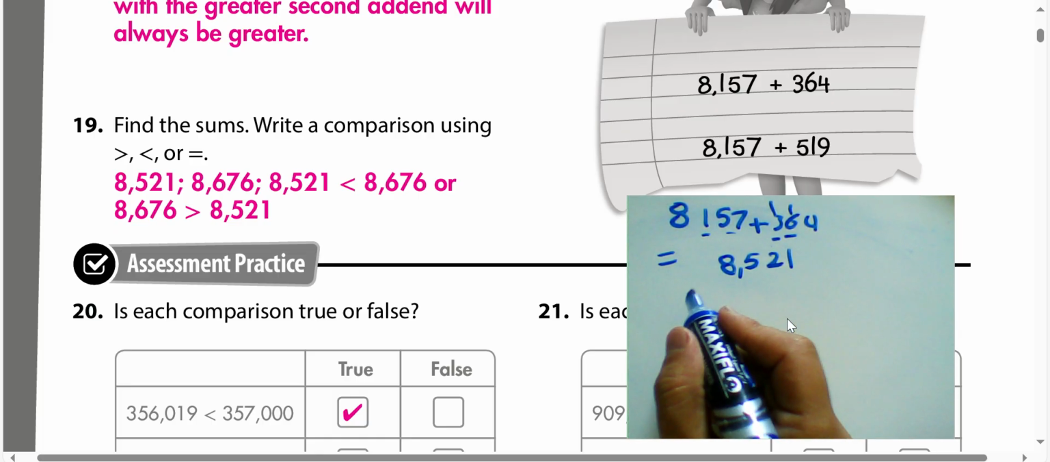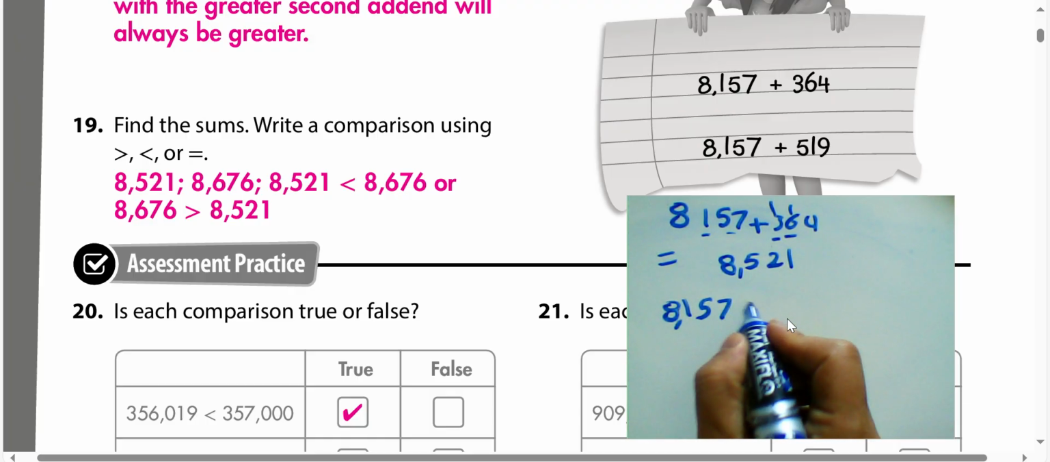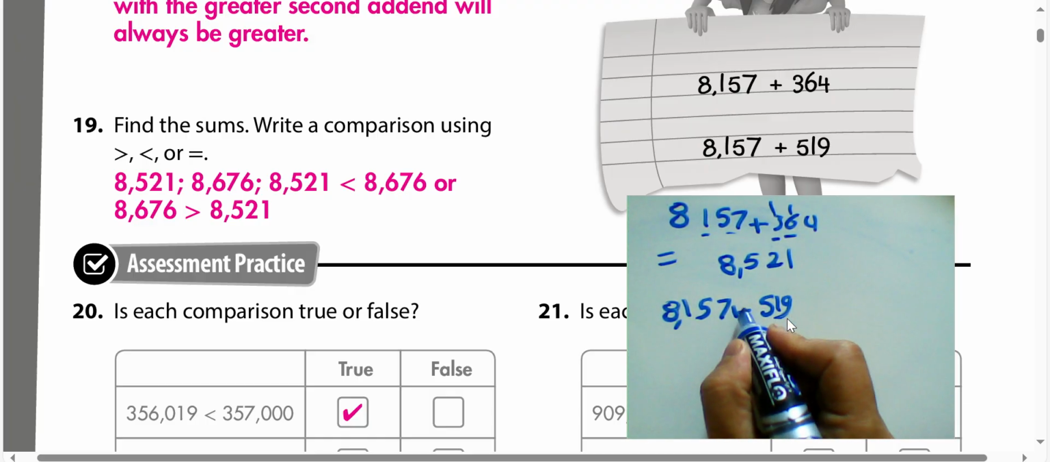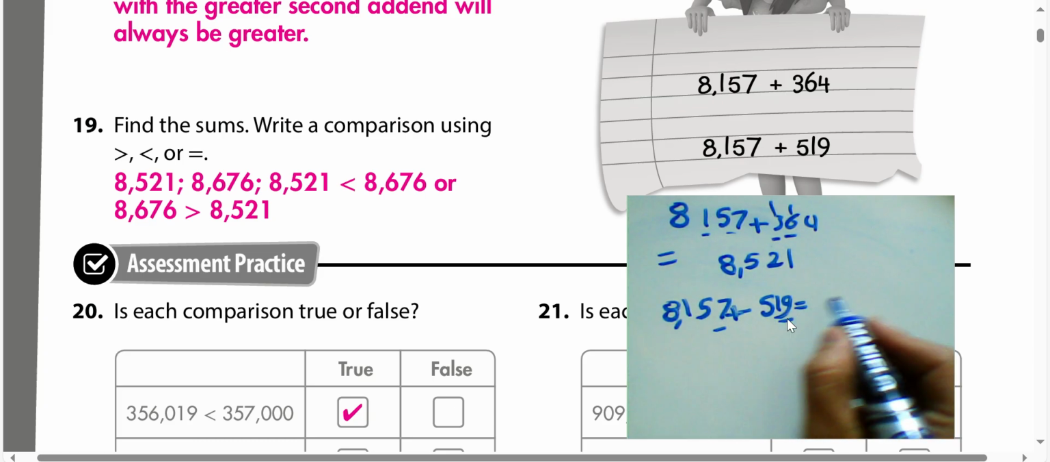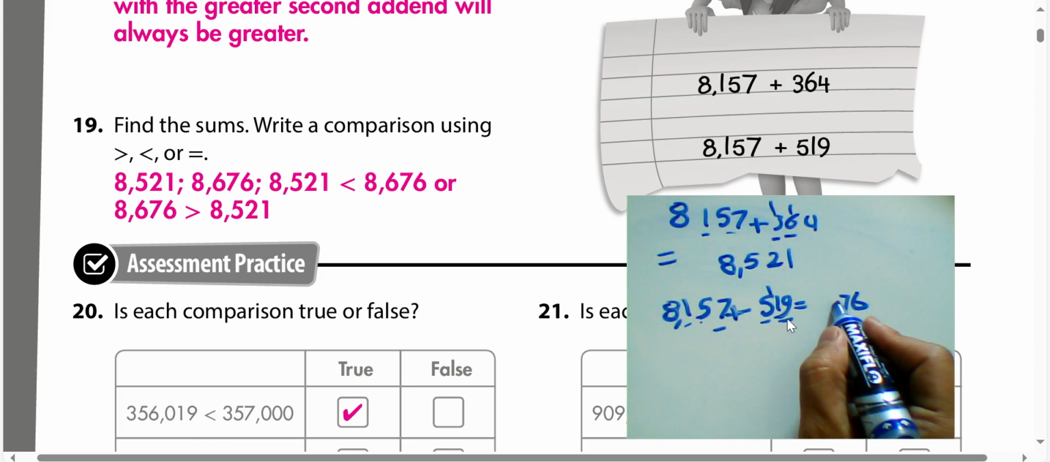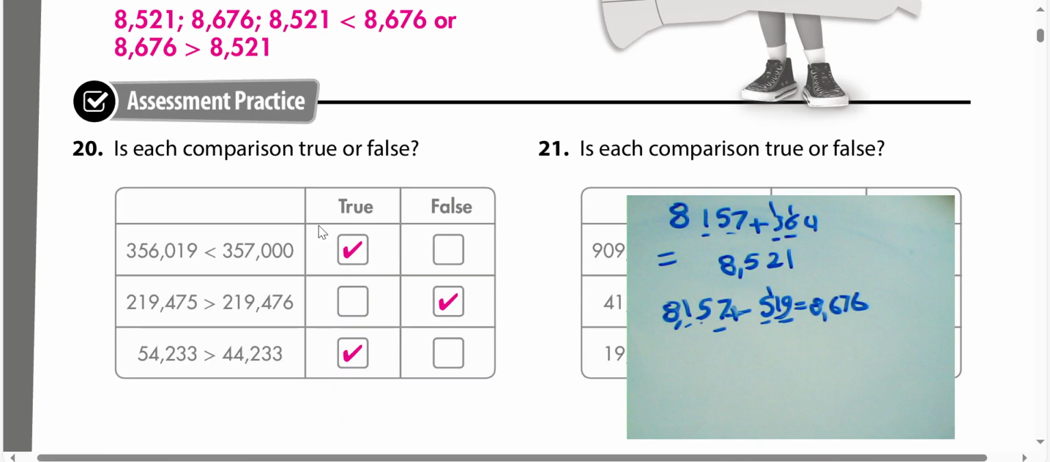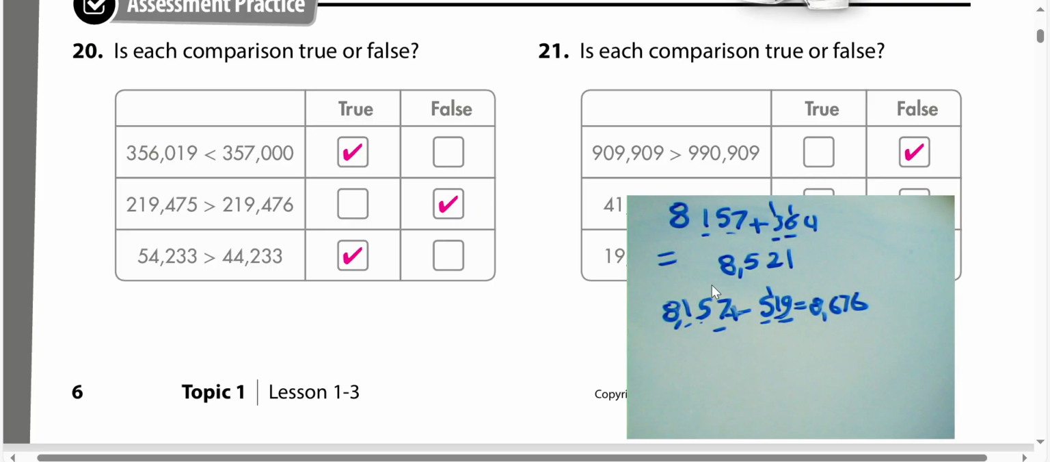And also the next number we can write: 8157 plus 519. 9 plus 7 is 16, write 6 and carry 1. 2 plus 5 is 7. 5 plus 1 is 6, and write 8. 8676. And we can compare the two numbers: 8676 greater than 8521. True or false?